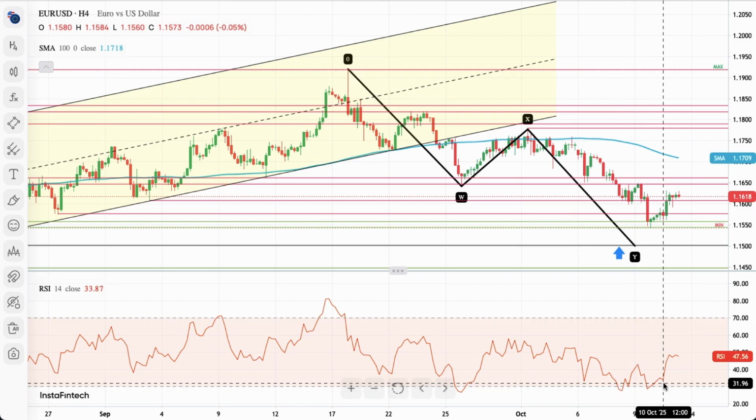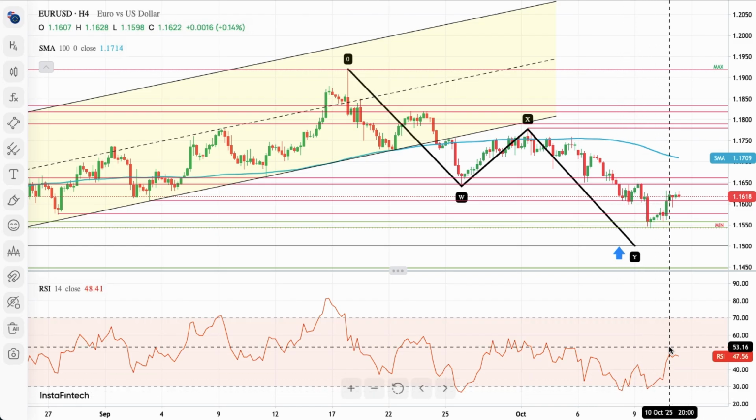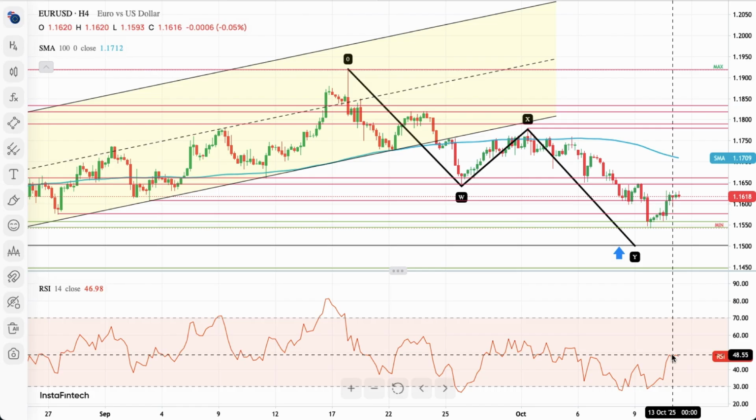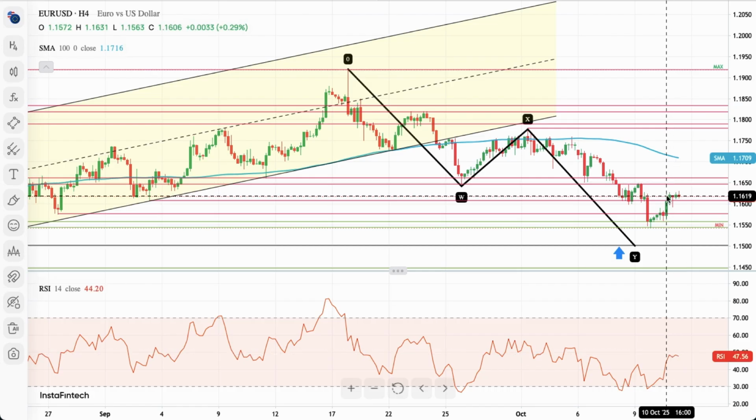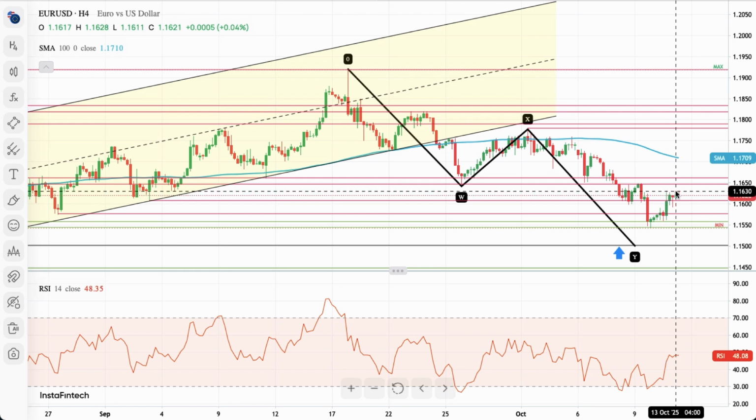So right now the situation is quite clear. We went to the level of 50 on the RSI, the neutral level, and here as you can see we went as high as 1.1631. So that's another situation which is quite interesting, because this is not any technical resistance. This is not any level that would be meaningful.